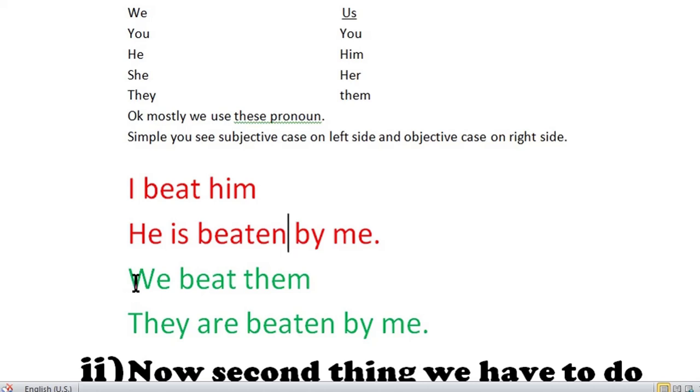So we have another sentence, we beat them. Okay, when we move them to the left side, it will become they. Just here, them and they. And when we move we there, it will become us, and we add by with us.